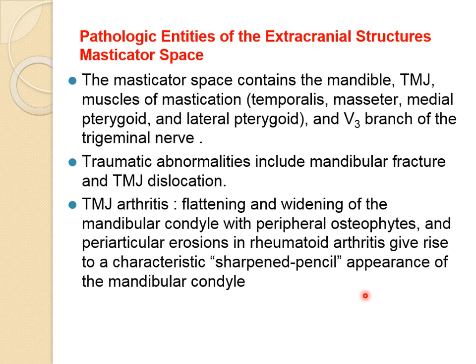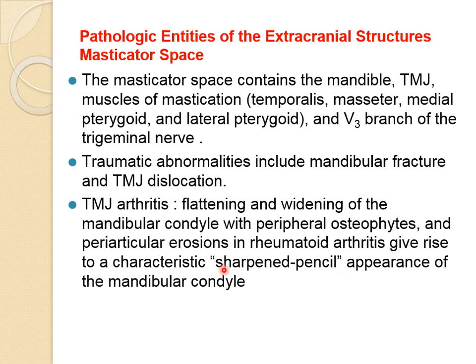Other entities are extracranial spaces that must be evaluated in the CT. First space is the masticator space. Contents of the masticator space are the mandible, TMJ, muscles of mastication, and the third branch of the trigeminal nerve. Traumatic abnormalities include mandibular fracture and dislocation of the TMJ. Arthritis can also involve the TMJ. We see erosion and osteophytes, with a sharpened pencil-like appearance of the mandibular condyle.